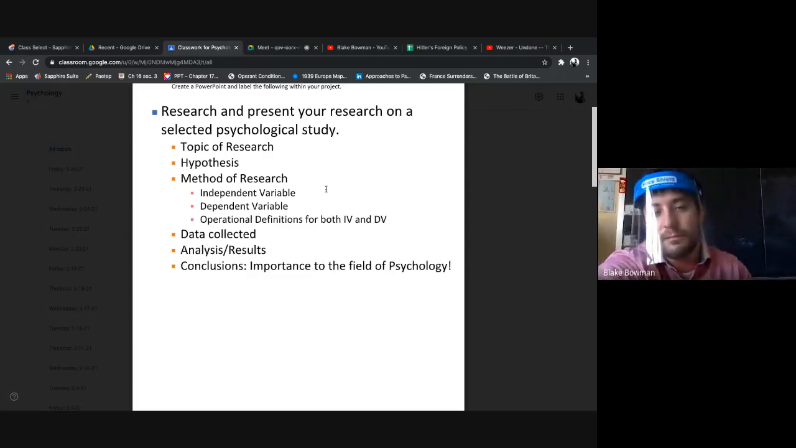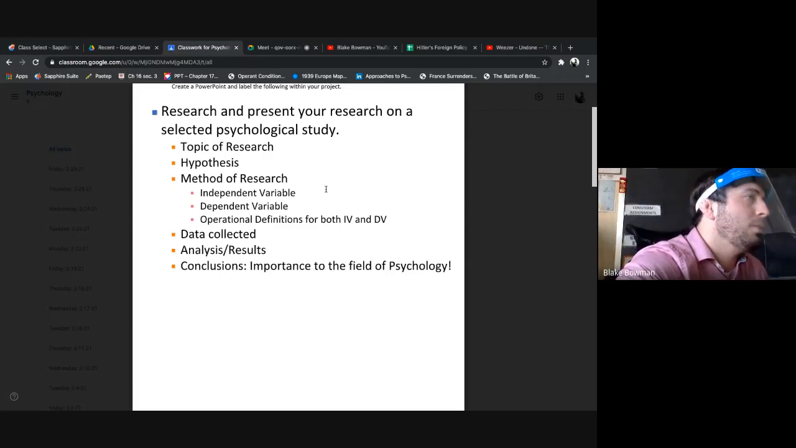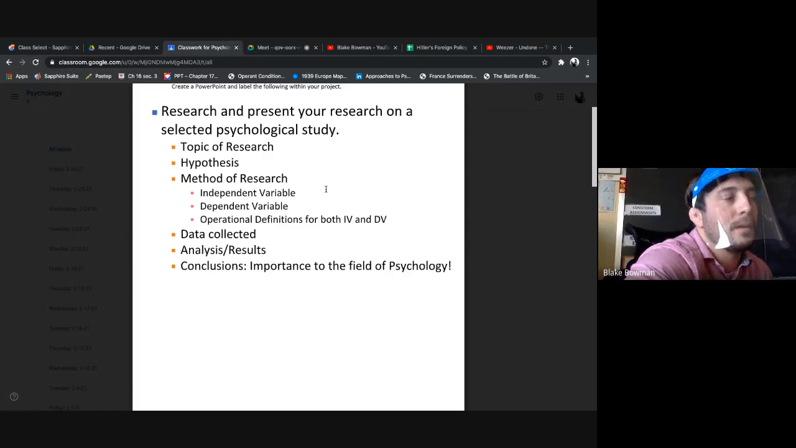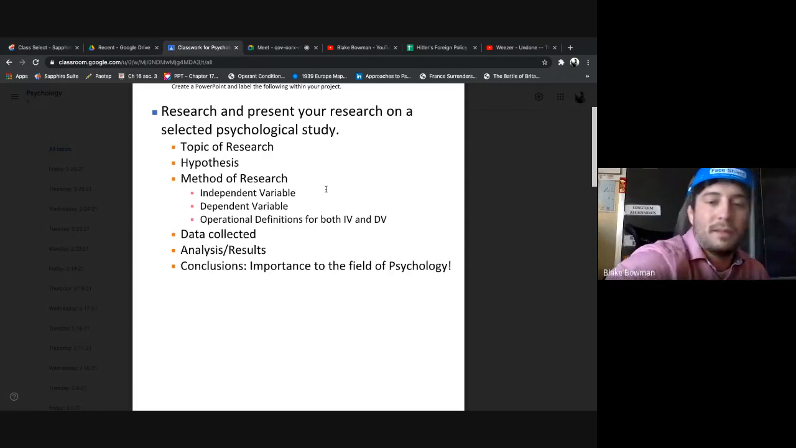How can we maybe measure it with ethics? A lot of these experiments you're going to research cross the line, I guess you'd say, of ethical standards. So maybe include why this experiment is significant. Why is it impactful? Why is it important? And then obviously cite in APA.